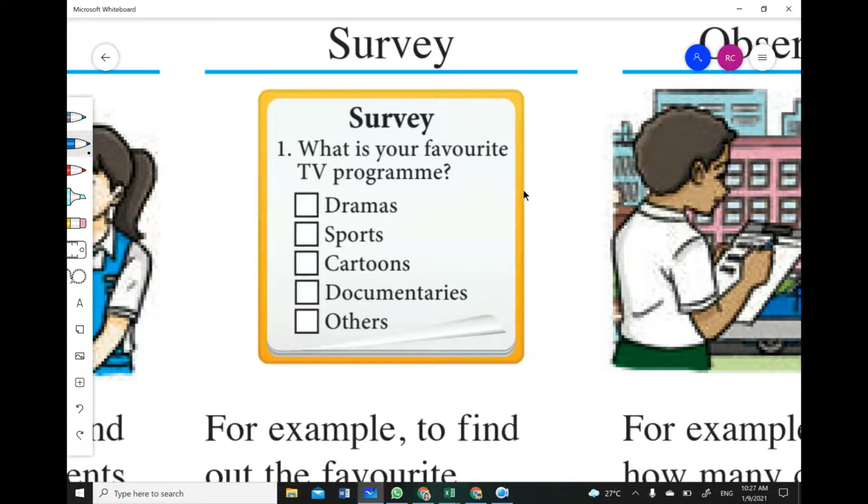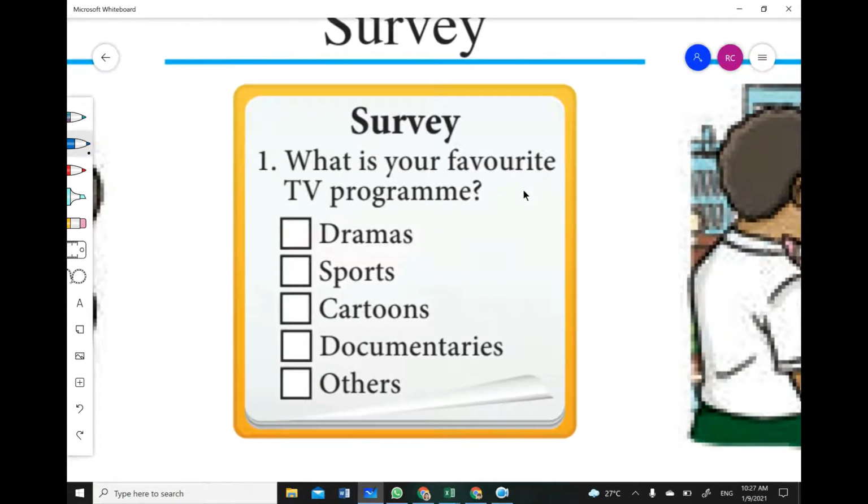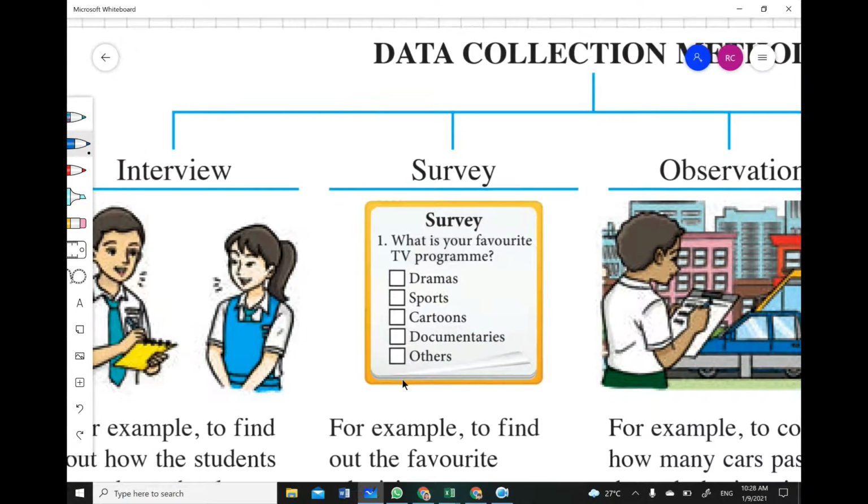What about you all? What's your favorite TV program during this MCO? Drama. Sports. Drama. Cartoons. Any other? Anime. No other? I like the hiburan. The hiburan is not here. The entertainment. Okay, so that is one of it by doing the survey. So we know two already. The first one, interview. The second one, survey.